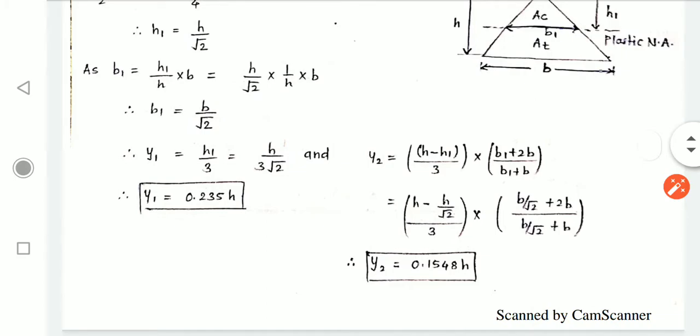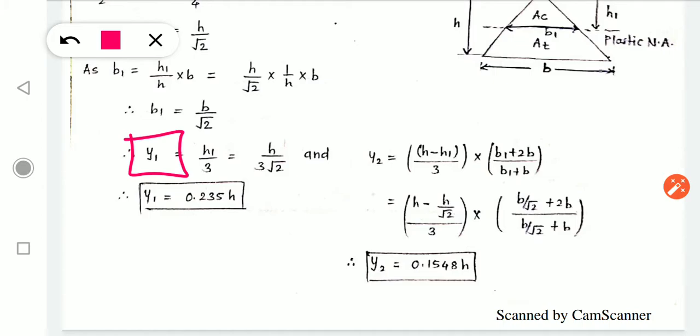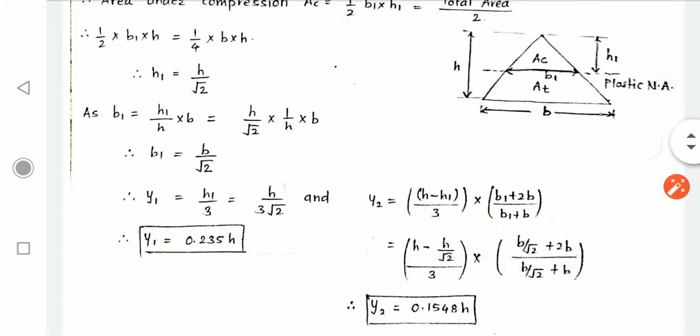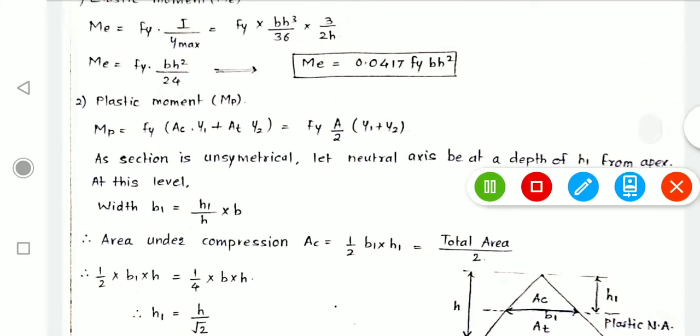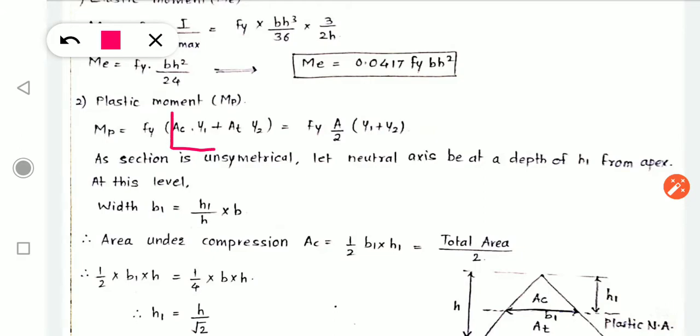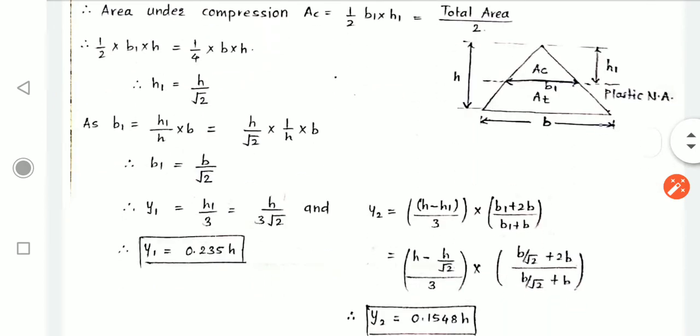After that we are trying to calculate Y1 and Y2. Now what are Y1 and Y2? Y1 is the maximum distance from the CG in the compression region, whereas Y2 is the maximum distance from the CG in the tension region. Okay, so let's calculate it for Y1 first.